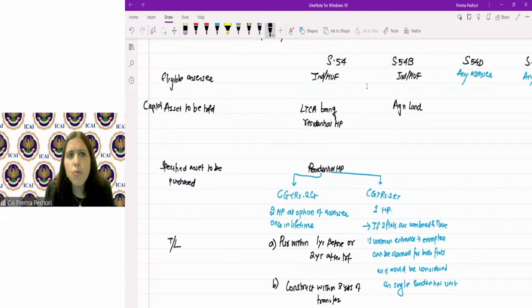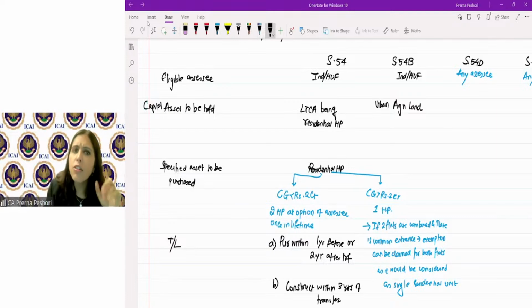So whether it should be the rural or urban agricultural land, students? Yes, which agricultural land should be transferred? Obviously the urban agricultural land. Because rural agricultural land is excluded from the definition of capital asset. So it is only the urban agricultural land that we are going to consider over here, right? So this is the urban agricultural land.